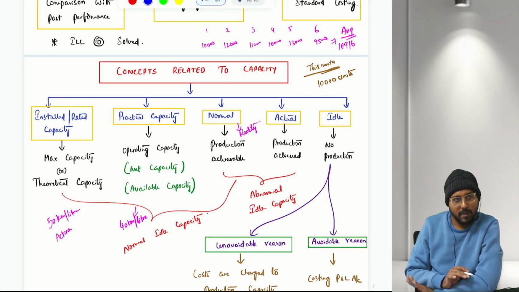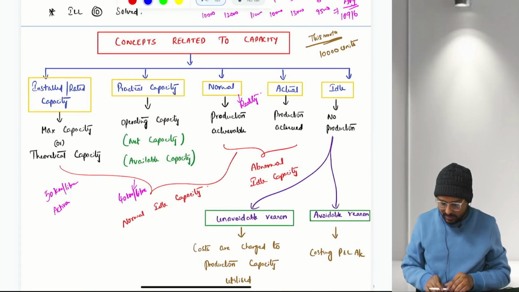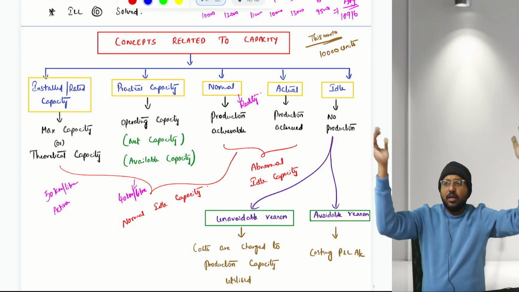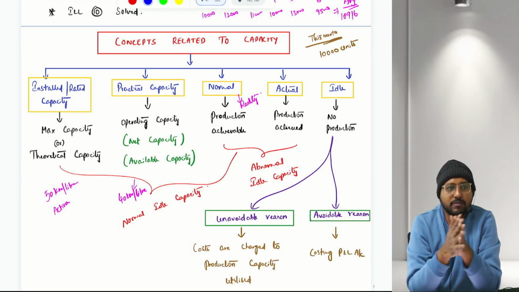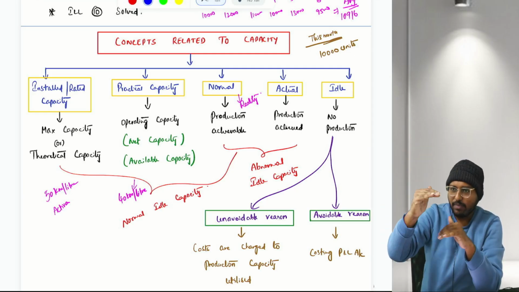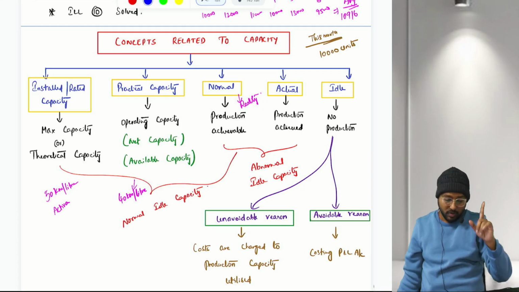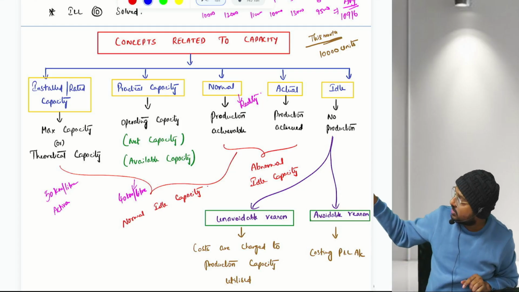Got the point? Everybody, right? Chalo. Now, summary is, tell me, how many types of capacities do we have? Theoretical, then we have practical, then we have normal, then we have actual. Now remember, actual can sometimes be greater than normal also.